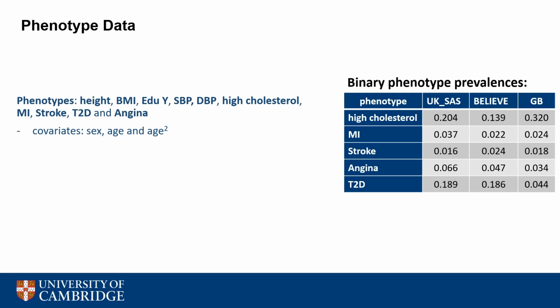To keep expectations realistic in terms of power, I'm showing you the prevalences of the binary phenotypes in the table on the right. UK SAS are the South Asians we have identified in the UK Biobank in the previous step. BIGG are the native Bangladeshis, and GB are the Europeans in the UK Biobank, which I've included as a reference point. A quick glance at this confirms some well-known differences, such as the larger incidence of type 2 diabetes in South Asians relative to Europeans.